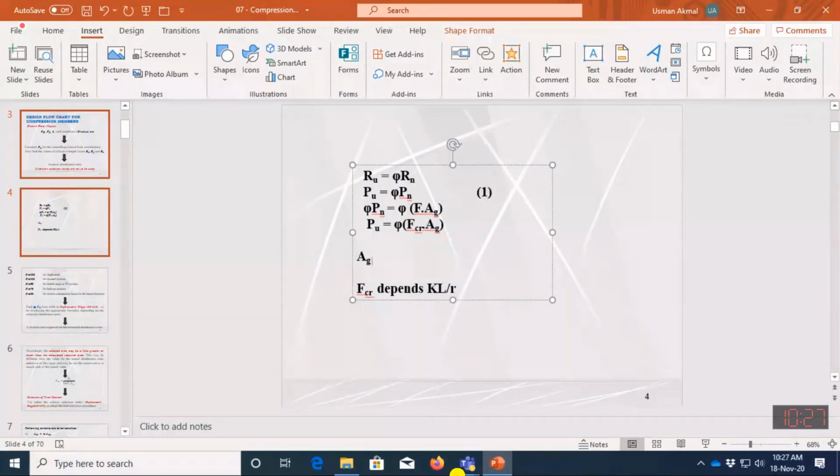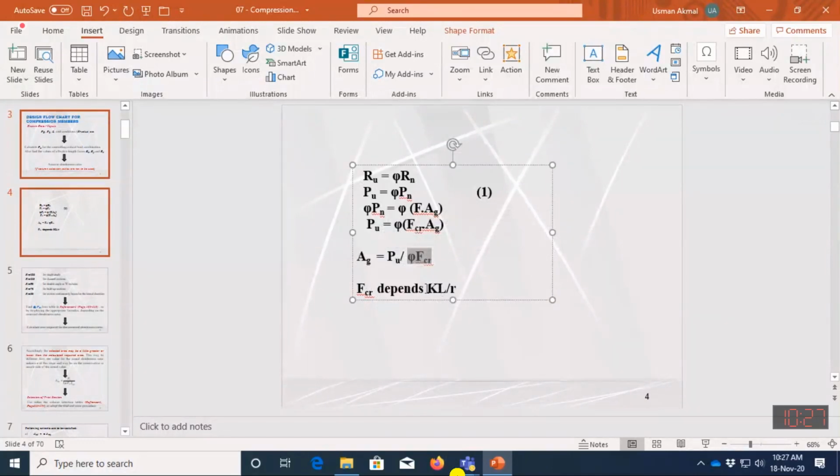So gross area required we can determine by dividing the Pu value by this phi c Fcr value. So if we know the phi c Fcr value and we already know the Pu value, we can determine how much gross area will be required. And then we can select the section from the section properties table. But the only unknown value is phi c Fcr, which is a function of the slenderness ratio.